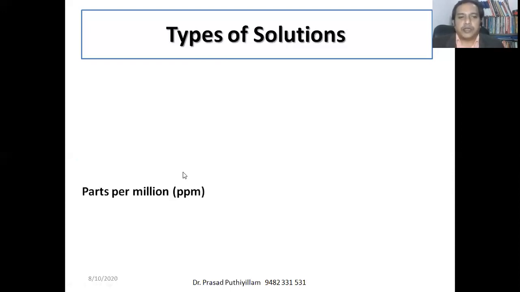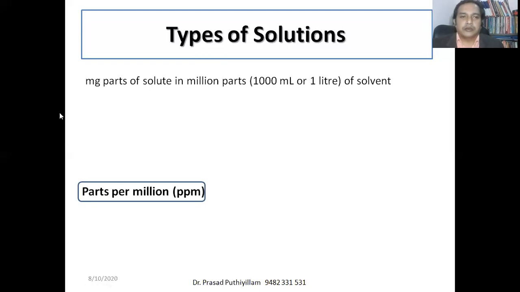The next concept is parts per million. Mainly the impurities we present in terms of parts per million. It can be defined as milligram parts of solute present in million parts of solvent. So it is ppm, milligram parts per million.